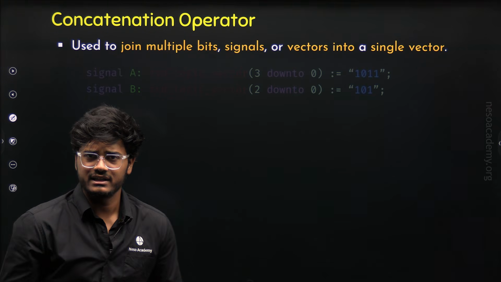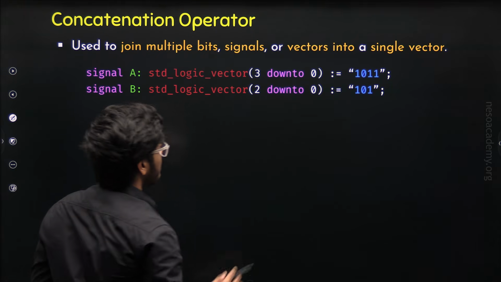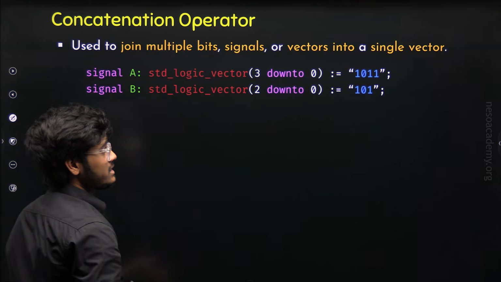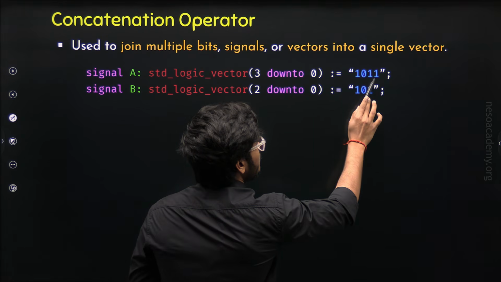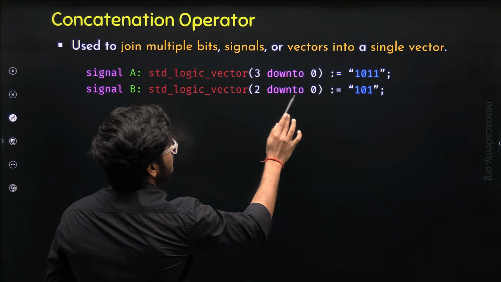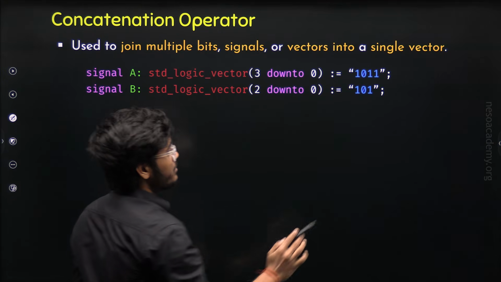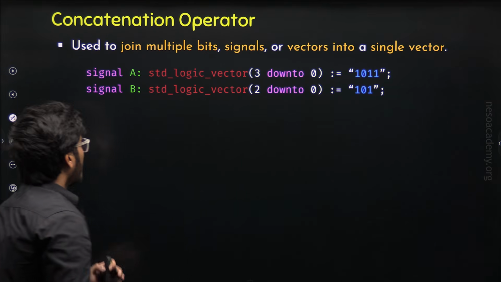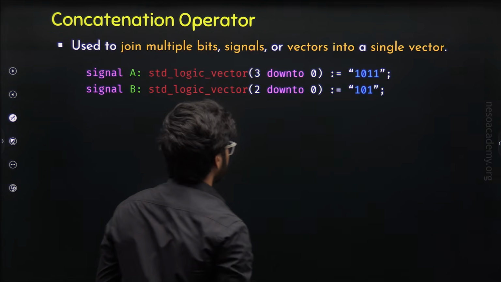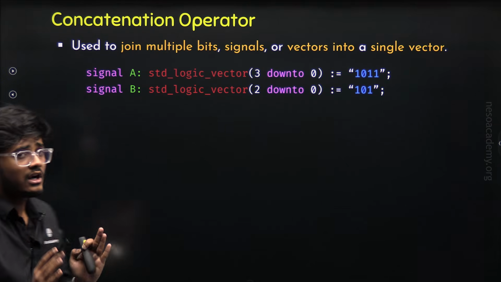Example, I am taking two signals, A and B. Signal A as standard logic vector 3 down to 0, meaning signal A as 4-bit standard logic vector, and here I am assigning a fixed binary value 1011 to this signal A. Now signal B as standard logic vector 2 down to 0, meaning signal B can store 3-bit standard logic vector. Example 101. Now, I want to merge these two signals 1011 and 101. So, I want to join these two signals A and B using concatenation operator.